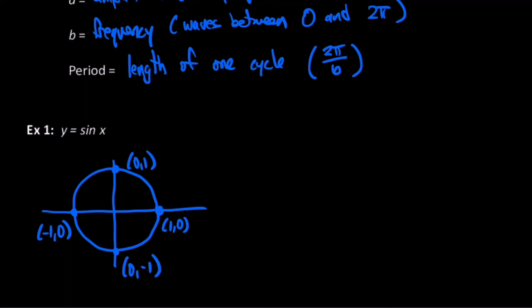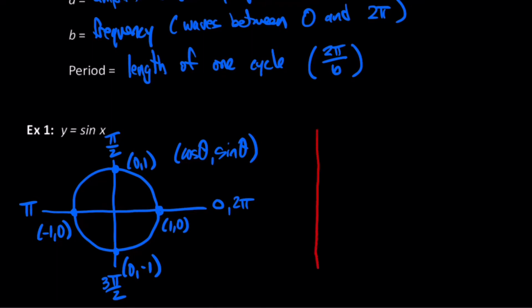We're going to talk about radians. This is 0 radians. This is pi over 2. Here is pi. This is 3 pi over 2, and then all the way back around to 2 pi. The next thing we want to remember is that every point on the unit circle can be expressed as (cosine theta, sine theta). And we're going to use that to create our graph for sine x.